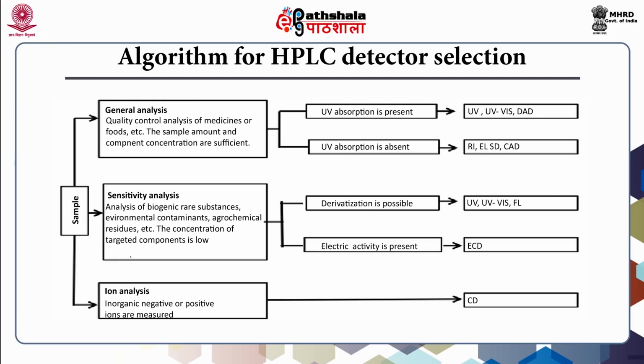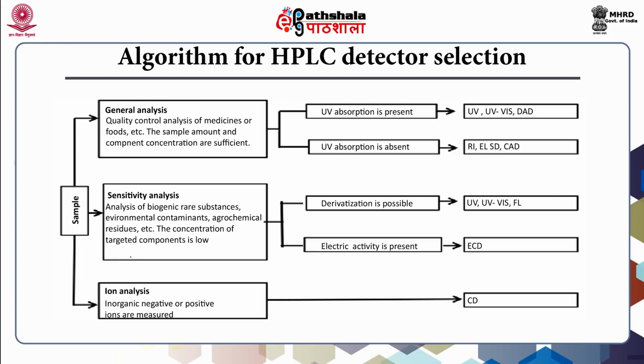For general analysis like quality control analysis of medicines or food with a sufficient quantity of the samples, if the test compounds have the property of UV absorption, then we can use UV or UV visible or DAD detectors. If these compounds do not have the property of UV absorption, in such samples we can use RI detector or ELSD detector and CAD detectors.